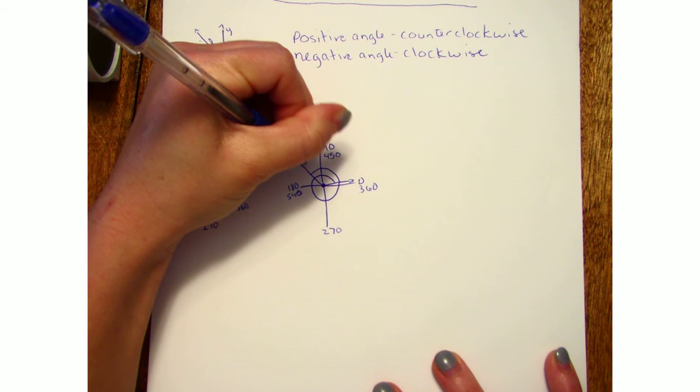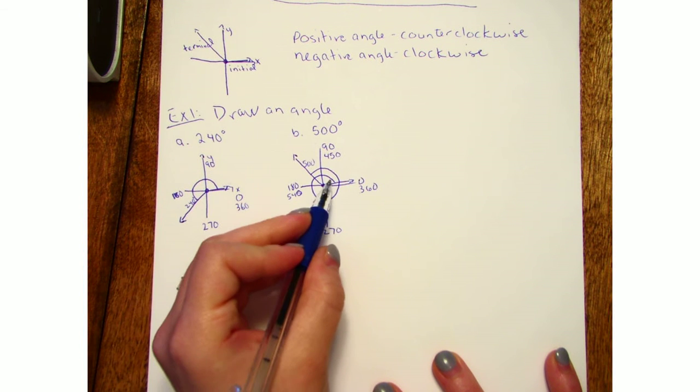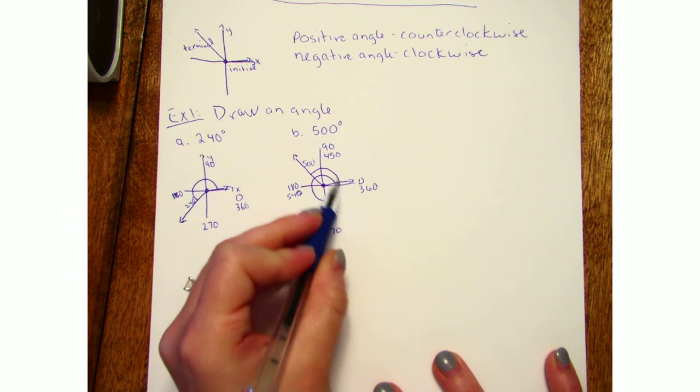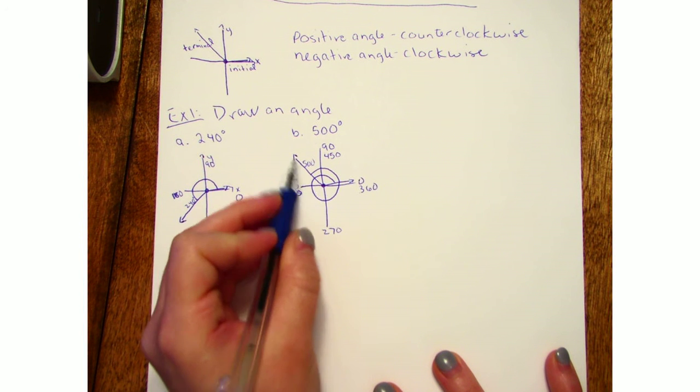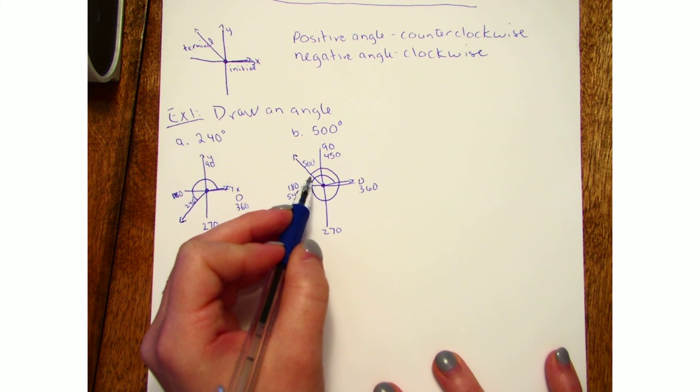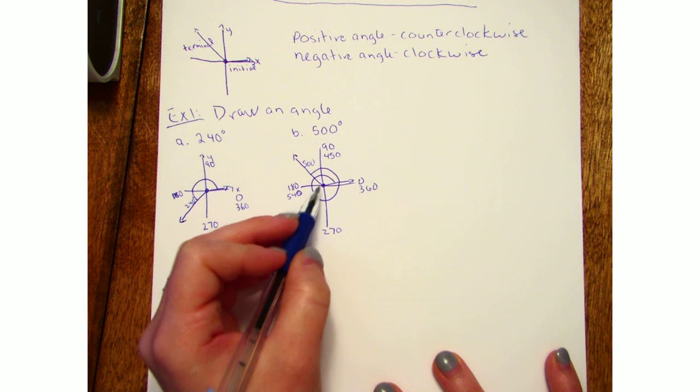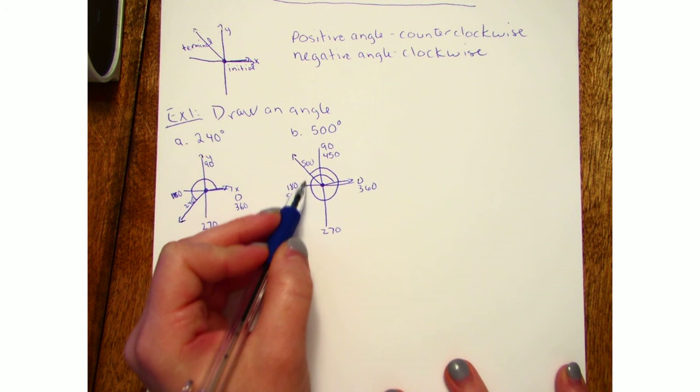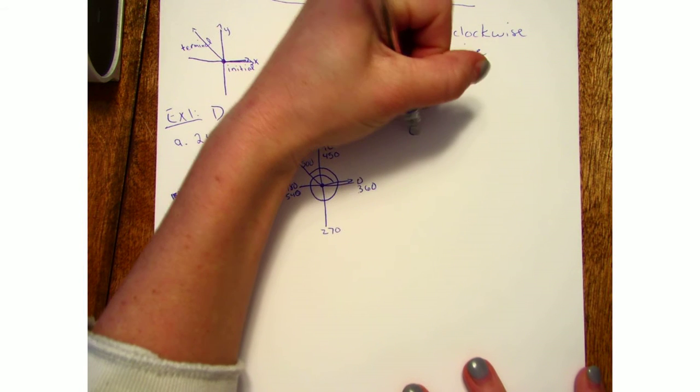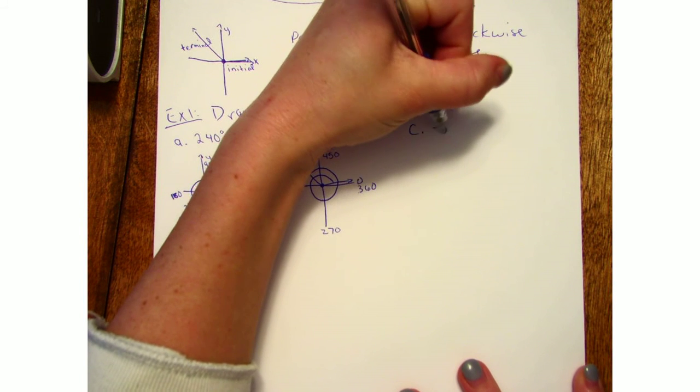And that is 500. So you do need these revolutions to be shown because this also could sort of look like 120. So you do need this little indication showing that you've gone past 360 and then some. All right, the last one we're going to do is going to be a negative angle.